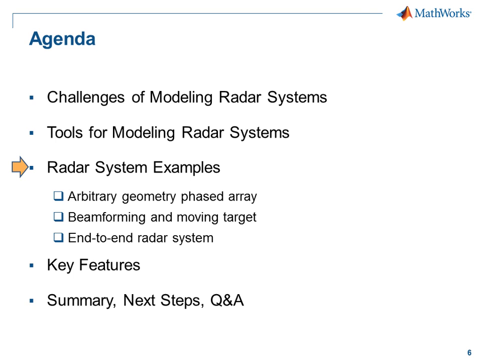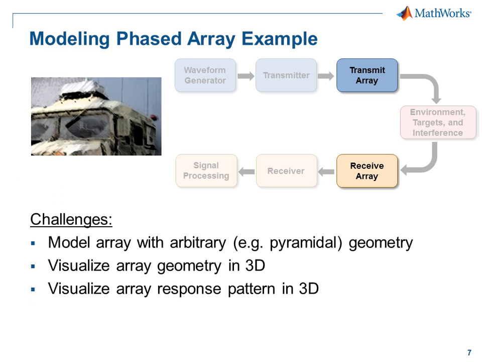Now it's time to look at a few concrete examples. Let's start with an essential part of the radar, the phased array antenna. In this first example, I'll show you how to model a pyramidal conformal antenna array made of 4 panels. This low-profile antenna could be mounted on the roof of a vehicle, as illustrated on this slide. We'll visualize the array geometry and the radiation pattern of the antenna. Now let's run that simulation.